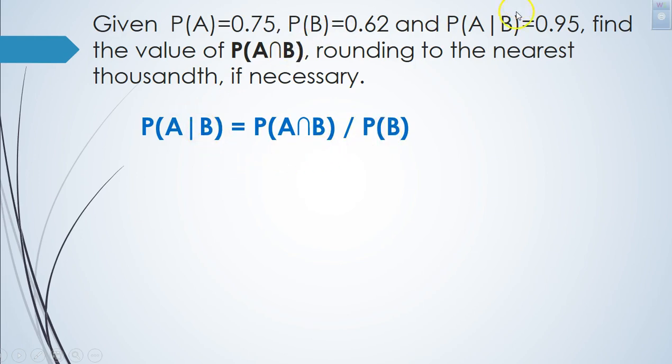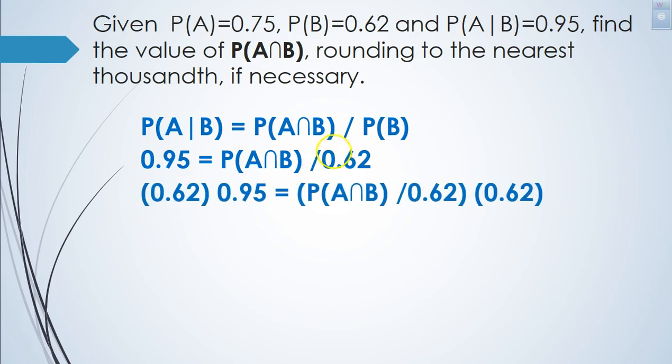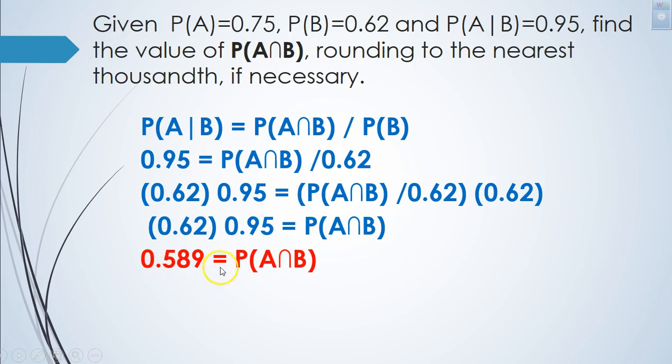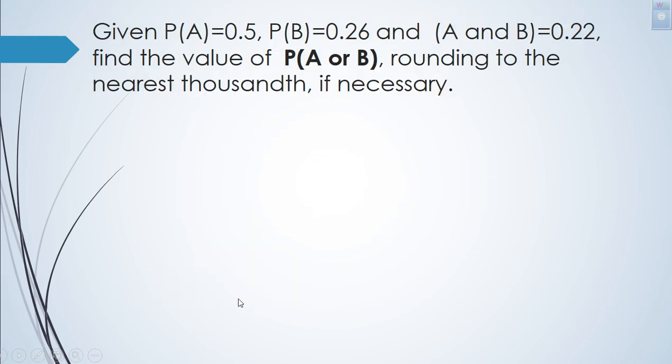So now all we have to do is populate this formula, right? We've got the probability of A given B is 0.95. We're going to find the probability of A and B, and we're going to divide by the probability of B. So what's the opposite of division, y'all? It's multiplication, right? So we're going to multiply both sides by this 0.625. That's what I did here. That's what's going to cancel it out here. That's going to give me 0.625 times 0.95. So the probability of A and B is 0.589, which is 58.9%.